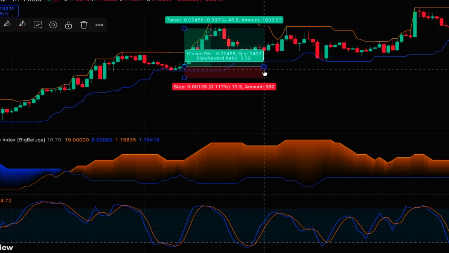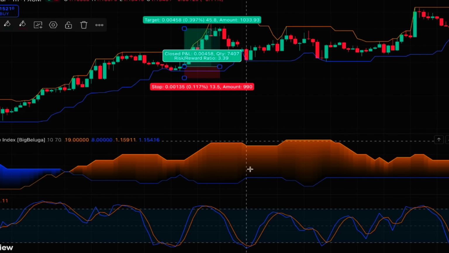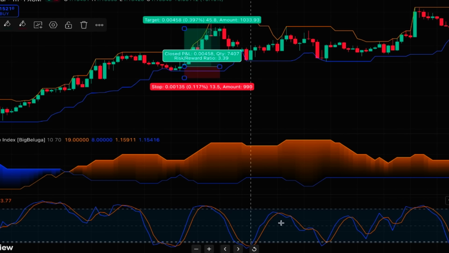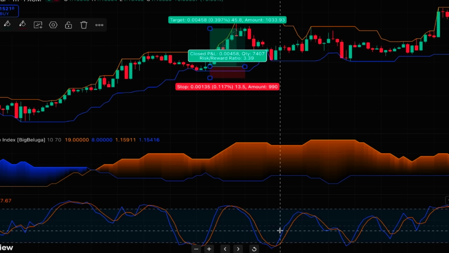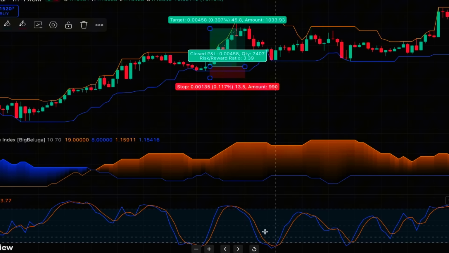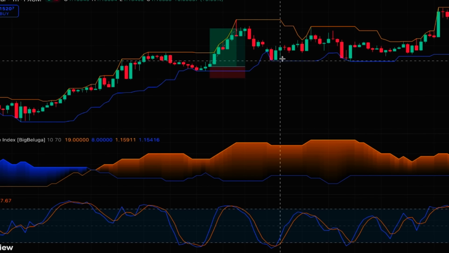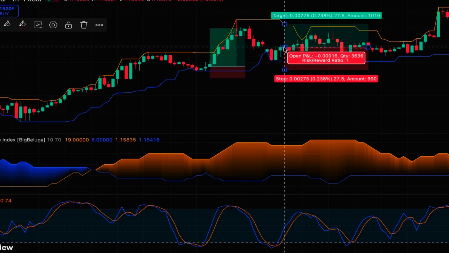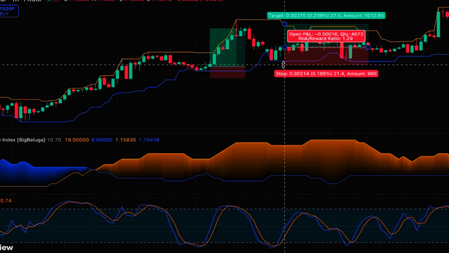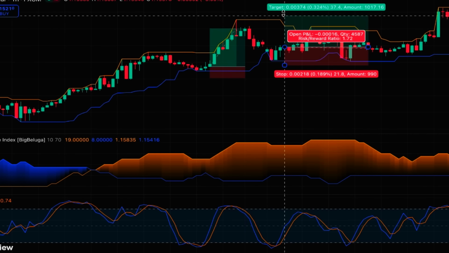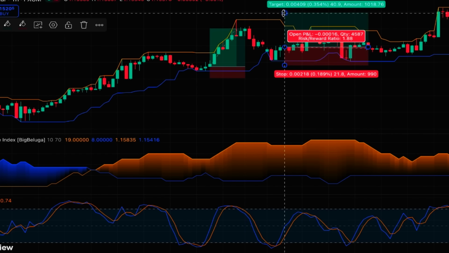There was another long position opportunity here where the blue line went below 20, and then you can see that it crossed back above the D% line at this point, and it is already above 20. So the buy signal is confirmed, and in practice we could enter a long position at this point with the stop loss below the blue line and profit target at 1.5 risk to reward ratio. And we continue like this.